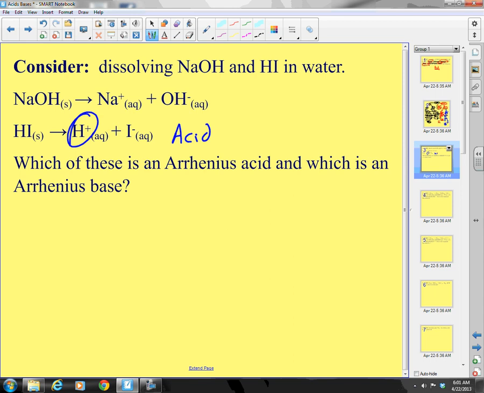And then what is my Arrhenius base? The one that creates my OH minus. That's my base. And like I said, we did this earlier in the year when we discussed our naming of acids and bases. And I assume you still know how to do that. Good. So let us move on.